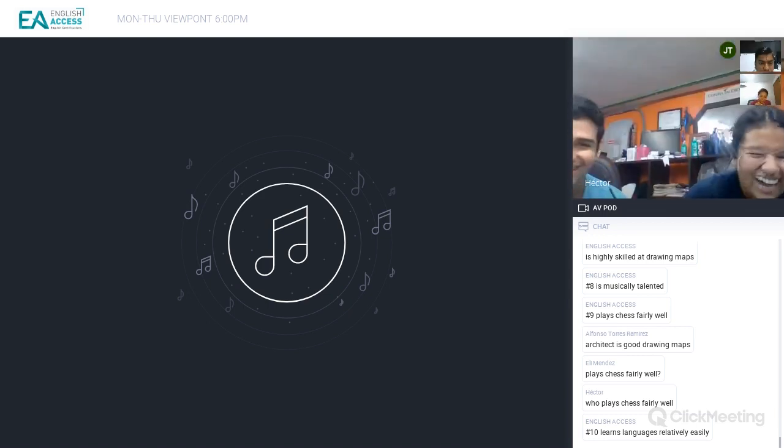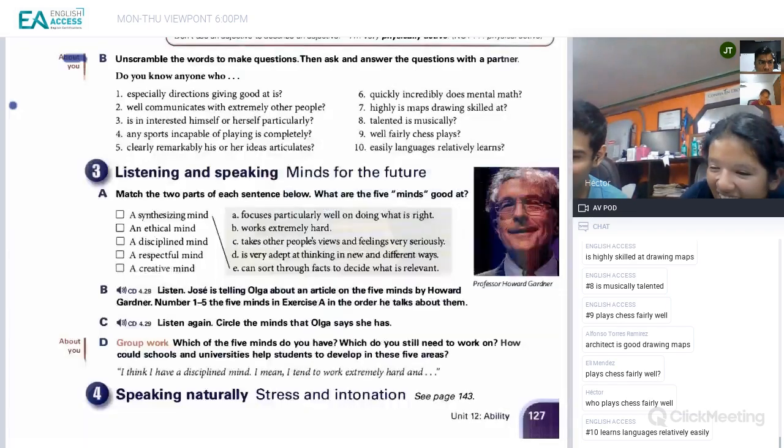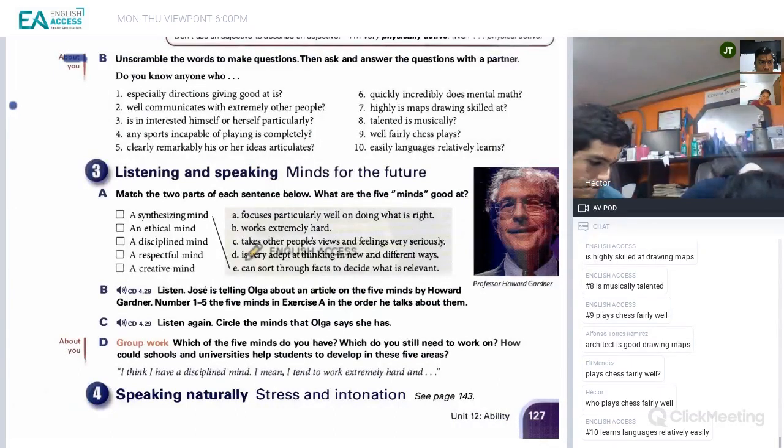Listening and speaking. Minds for the future. Exercises B and C. Listen. Jose is telling Olga about an article on the 5 minds by Howard Gardner.